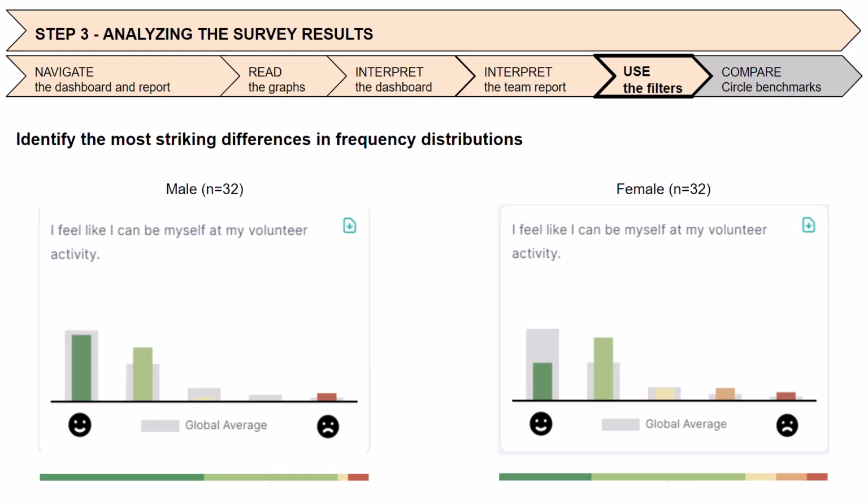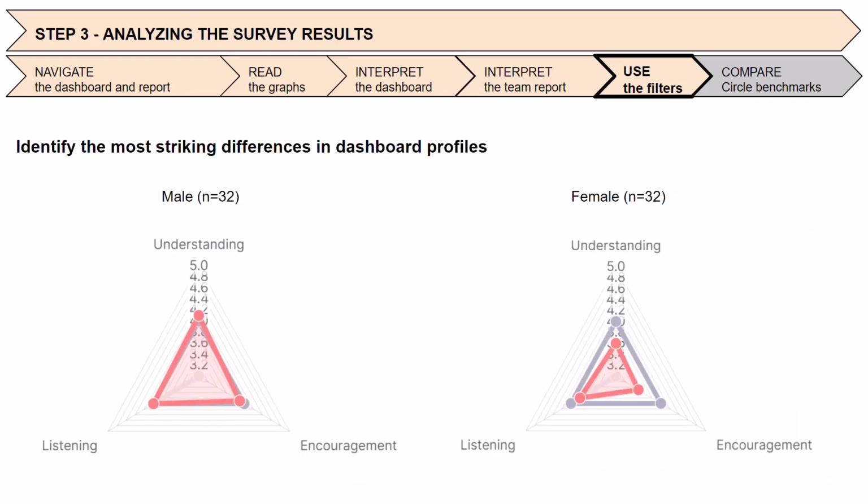Now, why is this interesting? Well, because I feel like I can be myself at my volunteer activity is actually one of the questions that go into the autonomy score. So we're seeing that there might be a difference in autonomy, at least for that question, between men and women. Now, we also know that differences in autonomy, in belonging, and in competence, those 3 basic psychological needs that are central to self-determination theory, are affected by the leadership style of the supervisor.